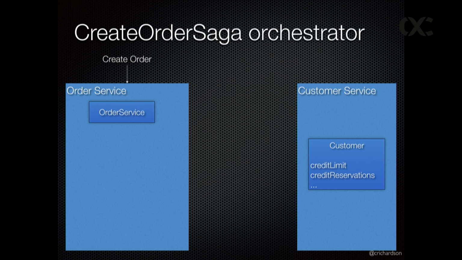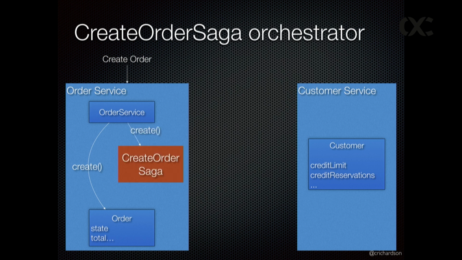So the first thing that happens is the order service explicitly creates an order. This could be done in the Saga, but sometimes it's useful to do it before creating the Saga. In a sense, this is step 0 of the Saga. Then the order service creates the Saga object. So think of it as another JPA or JDBC persisted entity. And then the first thing the CreateOrder Saga does is tell the customer service to reserve credit.